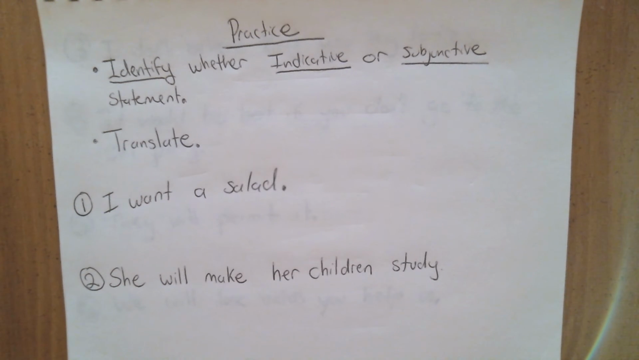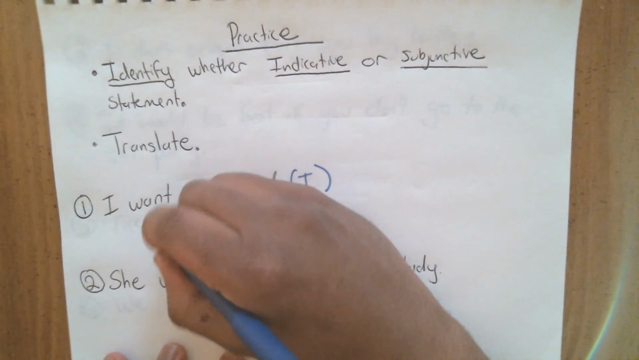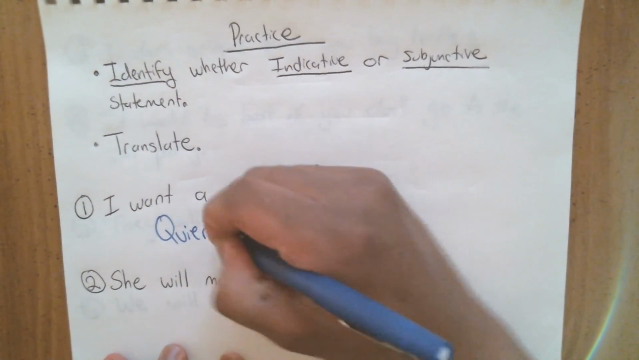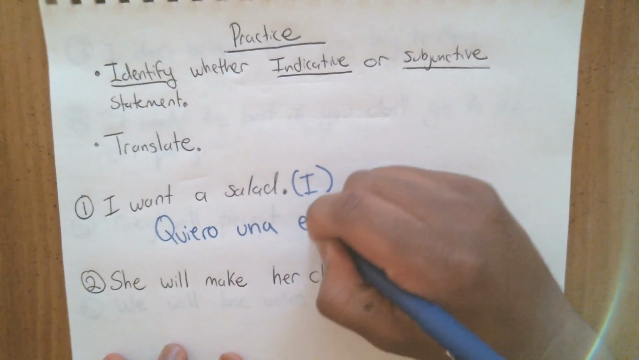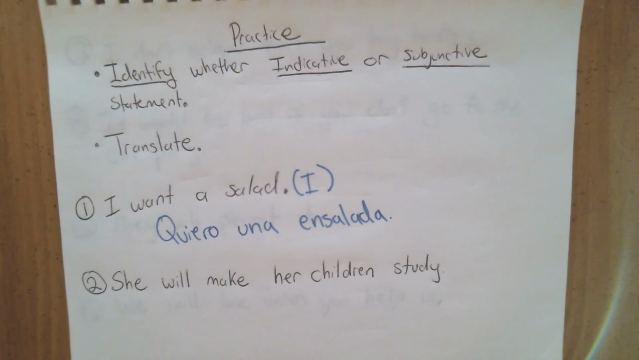This first one, I want a salad. Though this is a desire statement, it does not follow the format, the desire verb plus que plus the subjunctive verb. It's just the ordinary desire. So this is just going to be indicative. And it's just, quiero una ensalada. Pretty straightforward.